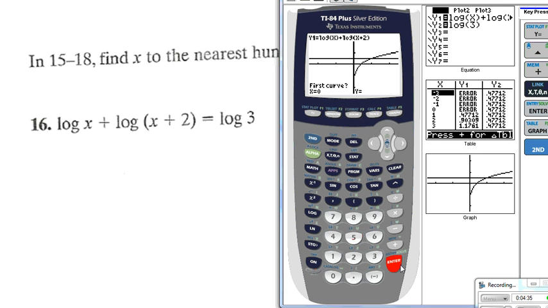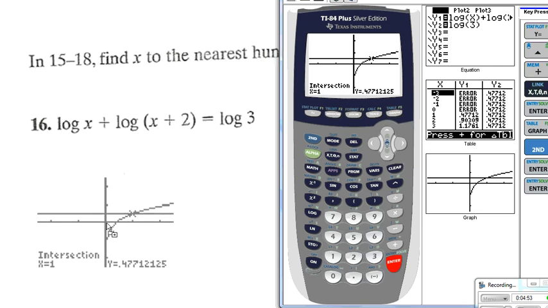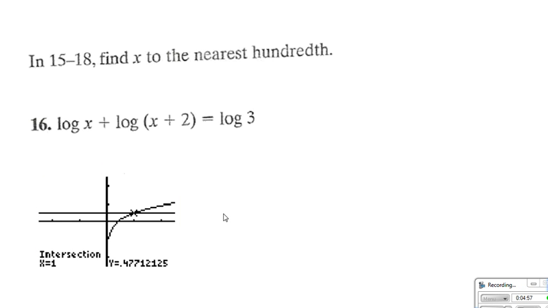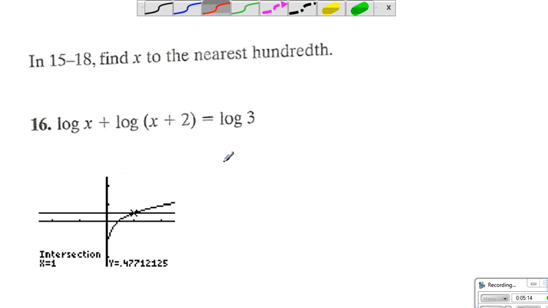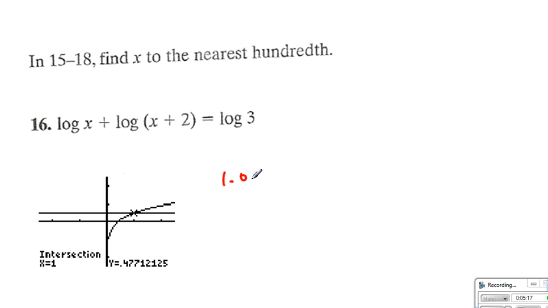That's the first curve, and that's the second curve. That's the first curve, and that's the second curve. There it goes. We end up getting x equals 1. In fact, in this case, you end up getting 1 as the value exactly. Now, to the nearest hundredth, I guess what we can say in this particular question is we can write it as 1.00.